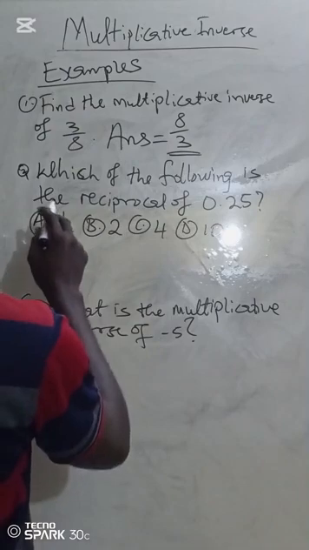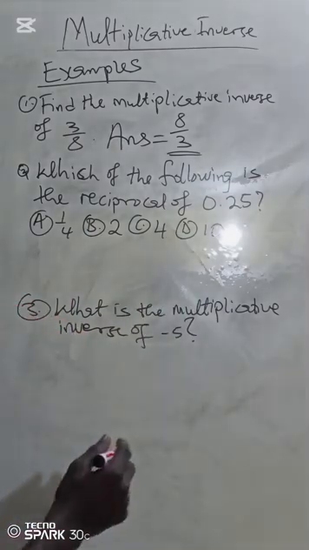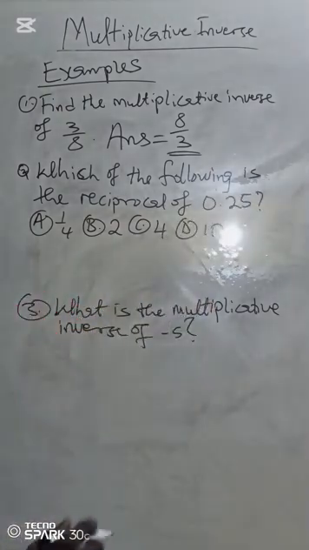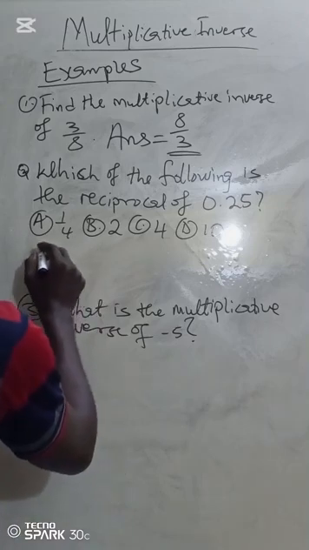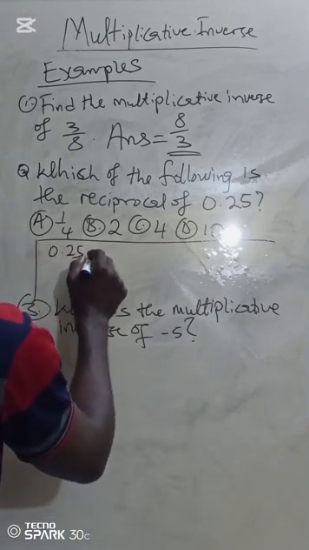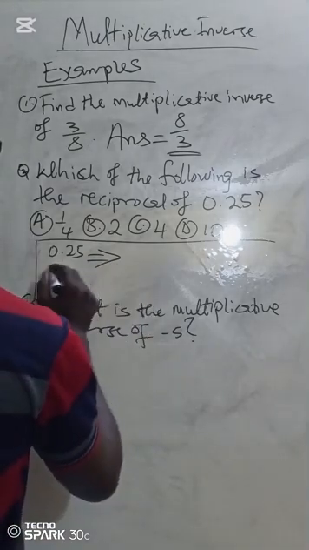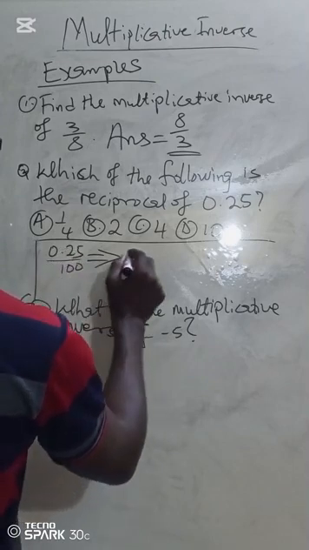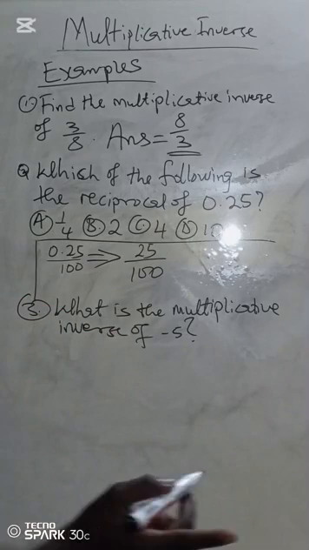Question 2. Which of the following is the reciprocal of 0.25? That is, which of them is the multiplicative inverse of 0.25? Okay, so 0.25. What do we do first? You have to take it to a fraction, and it's going to be 25 divided by 100. What do we do next?